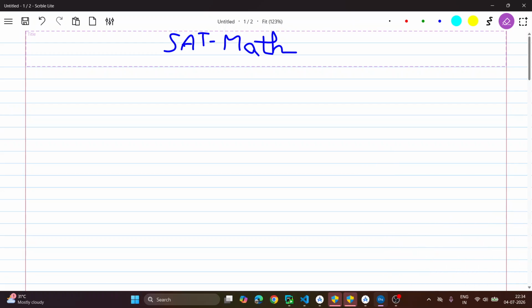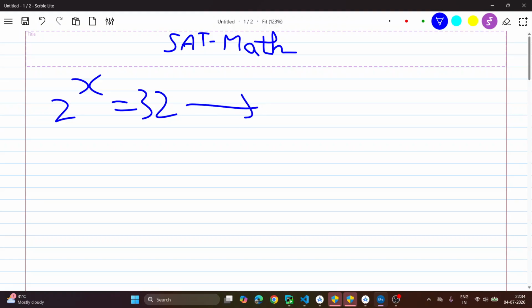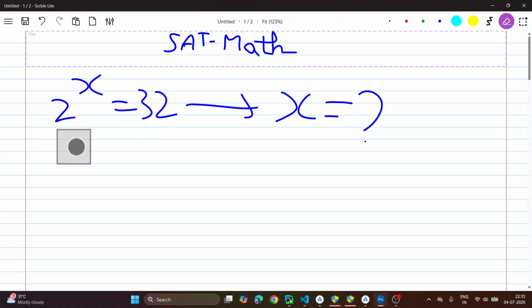Okay, so you have 2 power x equals 32. They're asking, x is what? Okay, what's x, right? So you do prime factorization. 32 here, you draw the factor tree, okay, to be more professional.